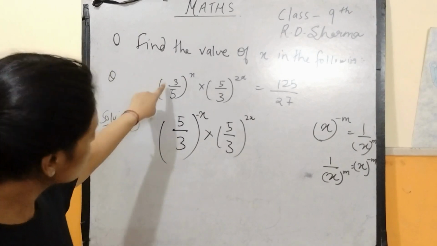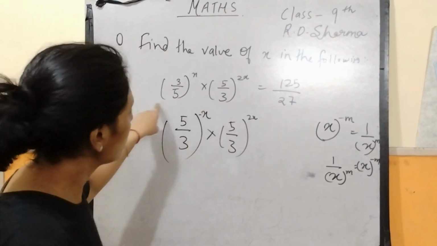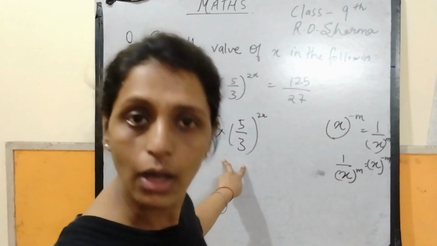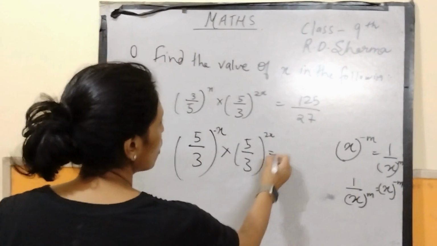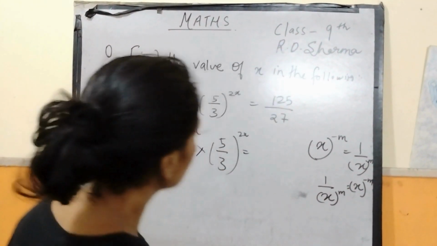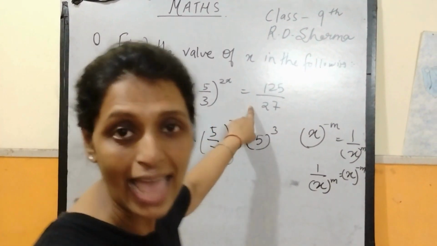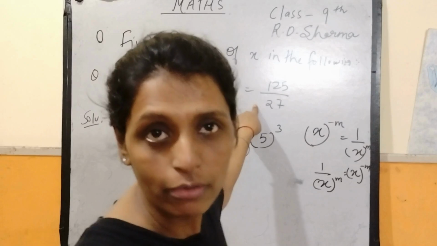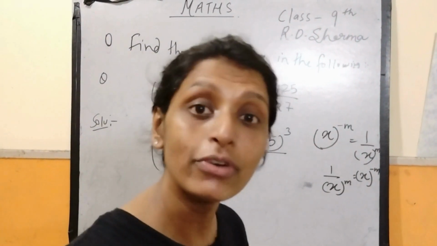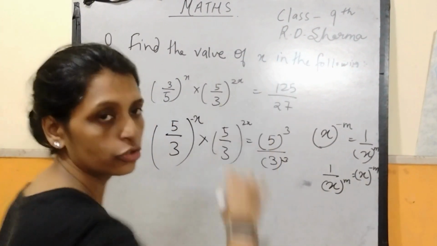So why have we changed 3/5 to 5/3? In order to apply the laws of exponents, we have to make the bases equal. Now here 125: we know that 125 is the cube of 5, so 125 can be written as 5 raised to power 3. Similarly, 27 is the cube of 3, so it will be written as 3 raised to power 3.